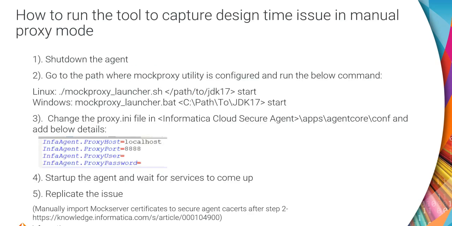To run the tool to capture design time issue in manual proxy mode, shut down the agent. From the path where mock proxy utility is configured, run the tool, add proxy entries in proxy.ini file, start up the agent, and once the services are up, replicate the issue.